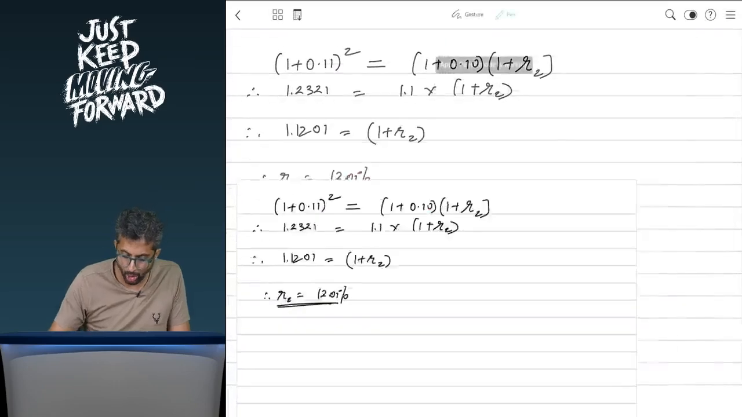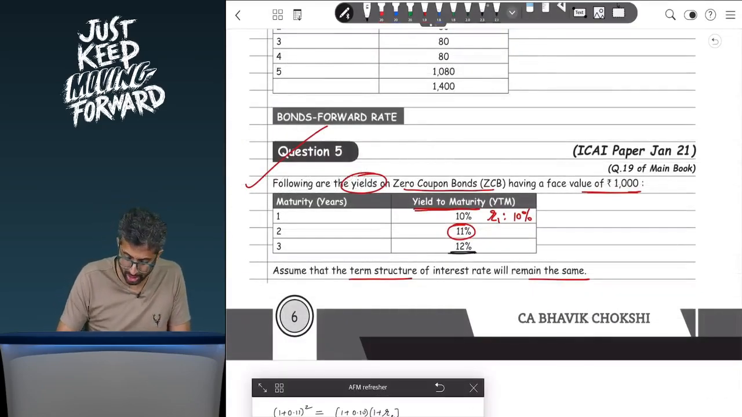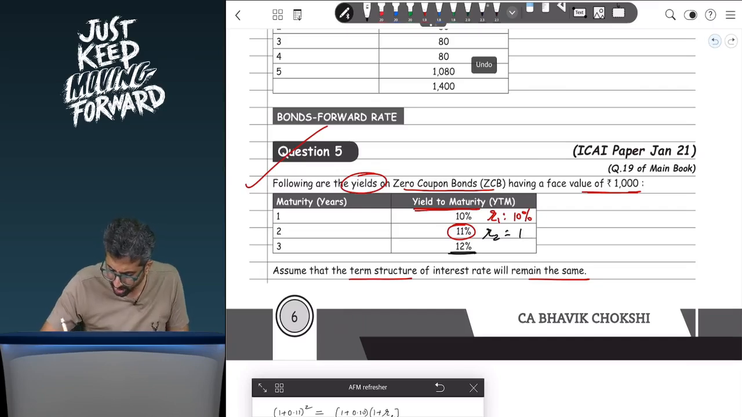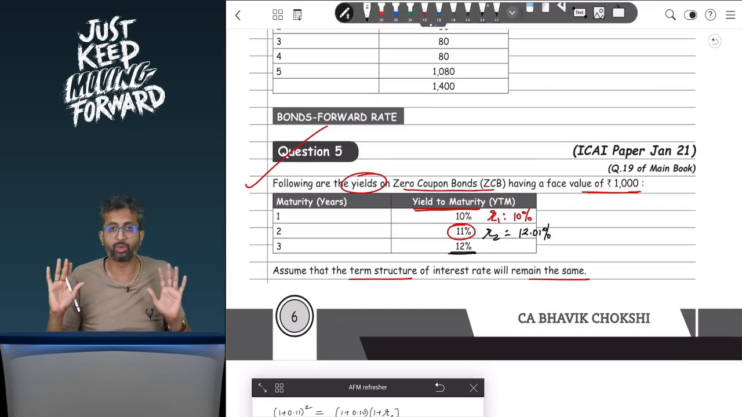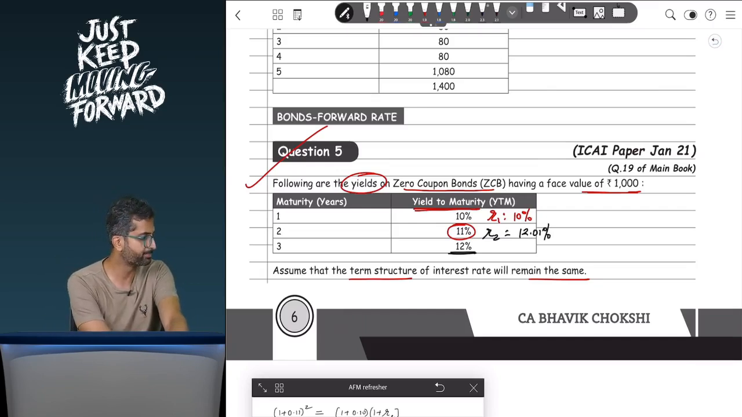Now what I want you to do is pause and try for the third year. You have found R2 to be equal to 12.01%. Even earlier while discussing, I had given you an example of 2 years only. So I want you to pause and try for the third year.